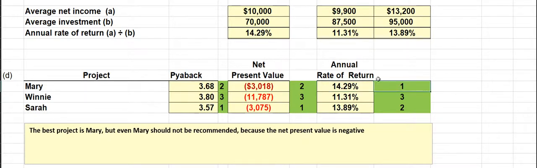Again, if I were being asked to select from these 3 projects, none of them would be selected because the net present value is negative, meaning that each one of these projects, if we had accepted it, would actually decrease the cash of the company, and so it would be unacceptable.